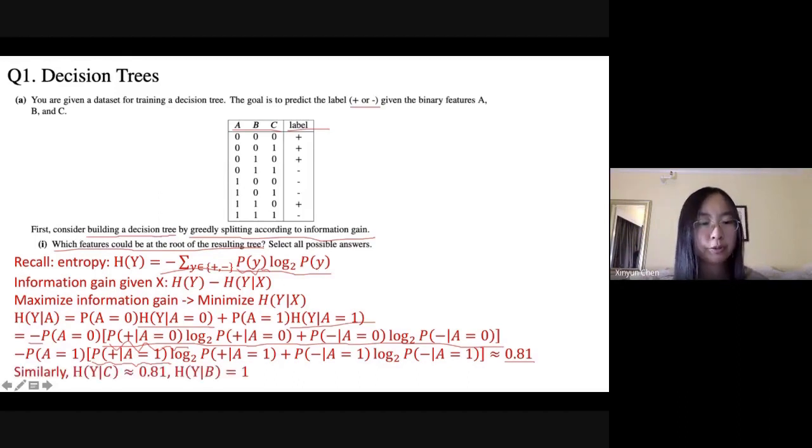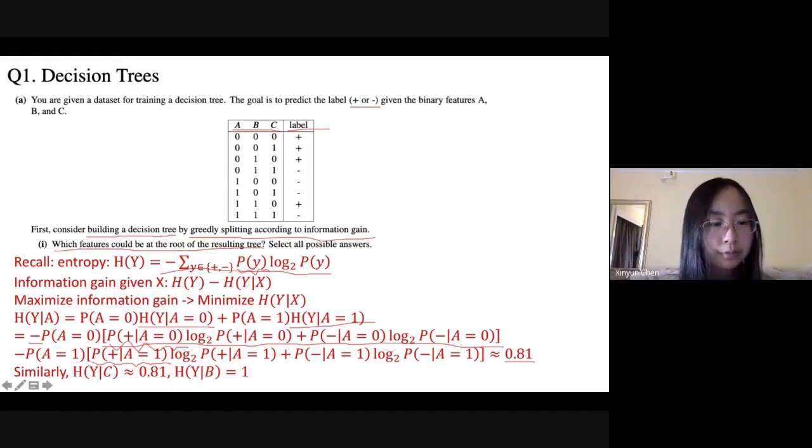Similarly, we can compute that the entropy of y given c is also 0.81, and the entropy of y given b is 1. Therefore, the root we should select should be either A or C. So how could we intuitively interpret these results? For example, if we are not going to compute the concrete values, how could we know that if we want to maximize information gain, we need to split over A or C?